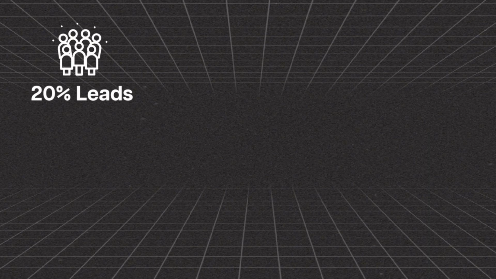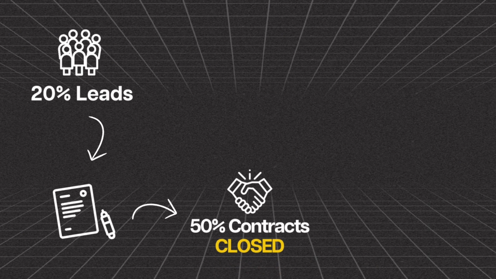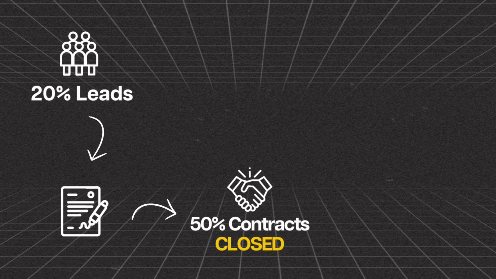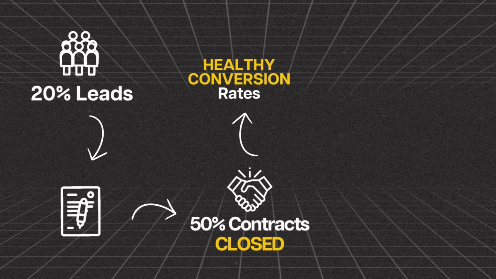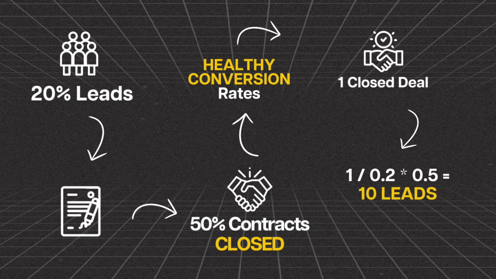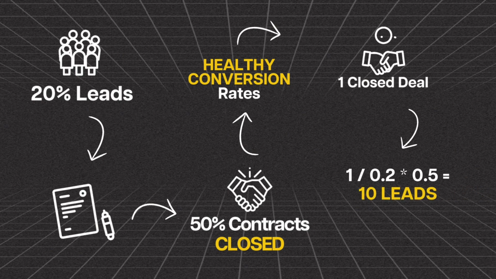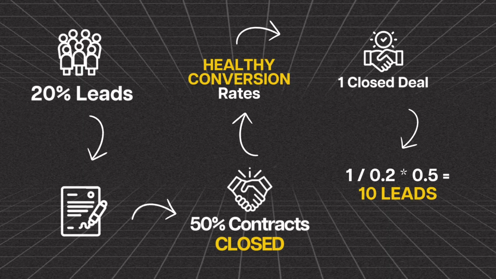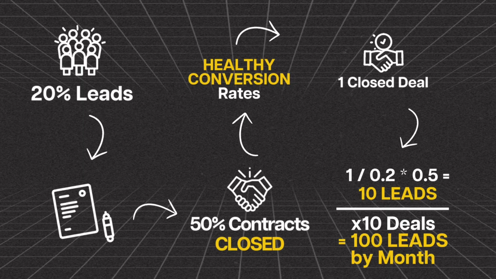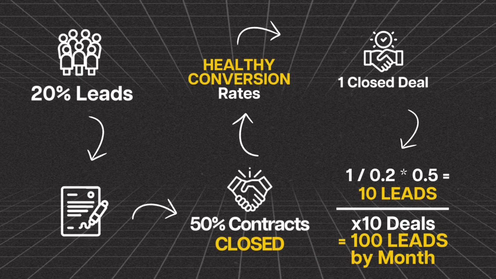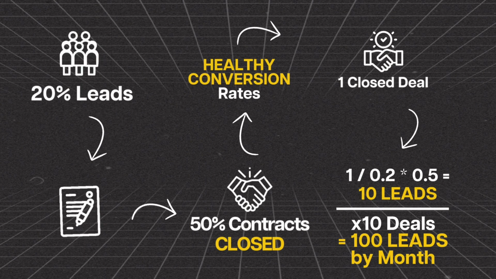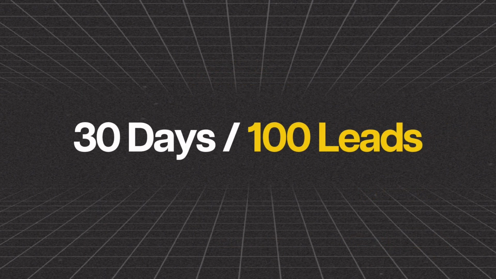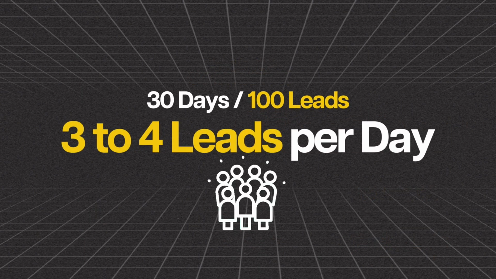Let's say your numbers look like this. 20% of your leads turn into contracts. 50% of your contracts actually close. Those are healthy conversion rates, right? So to get one closed deal, you need 1 divided by (0.2 times 0.5) equals 10 leads. Now multiply that by 10 deals, you need 100 leads that month. And if you want to spread that out evenly, 30 days, 100 leads, that's about 3-4 leads per day. Not crazy. But here's the catch.